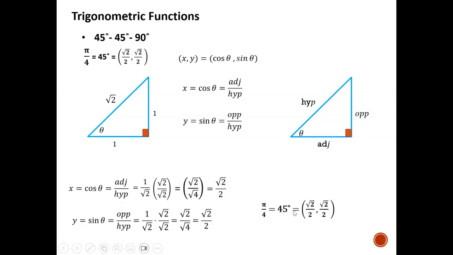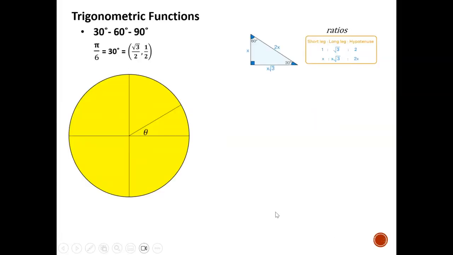Right, so pi over 4 is equal to 45 degrees, and it's equal to square root of 2 over 2, square root of 2 over 2. Now comes the 30, 60, 90 degree triangle, okay? And these are my ratios. This is called the short leg. This is called my long leg. This is called my hypotenuse. Now, if the short leg is equal to 1, the long leg will be 1 times square root of 3, which gives us square root of 3. And 2 times 1, because x is the short leg, will give us 2.